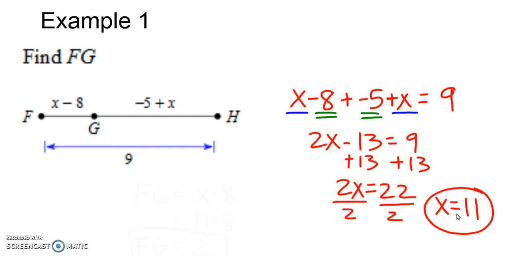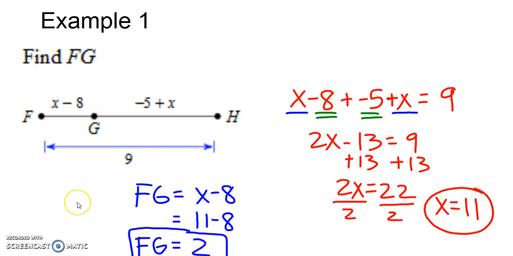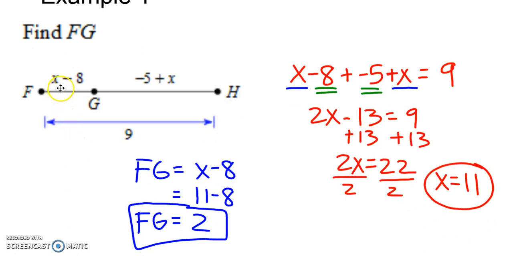So I now found out what x is, but notice it asks you to find FG. So we want to find the length of FG. Now that I know x, I can plug it in to find FG. Since FG was equal to x minus 8 and x is 11, I can plug in 11 minus 8 and find out that FG has a length of 2.